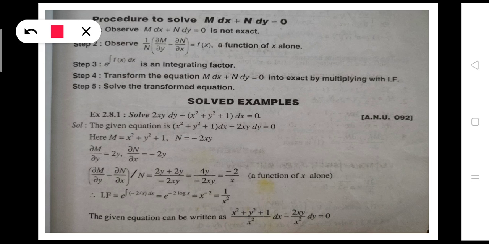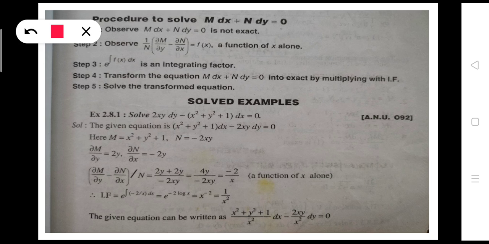Here m is greater than n, not m less than n. Sir, here m has 3 terms and n has 2 terms. If m is greater than n, then we can write 1 by n into ∂m/∂y minus ∂n/∂x is equal to f of x. Now ∂m/∂y is equal to 2y and ∂n/∂x is equal to minus 2y. Both are not equal because the signs are different.